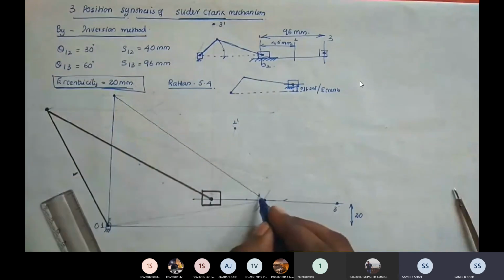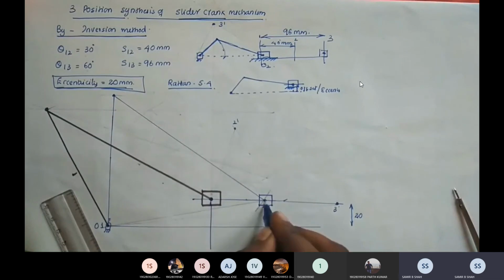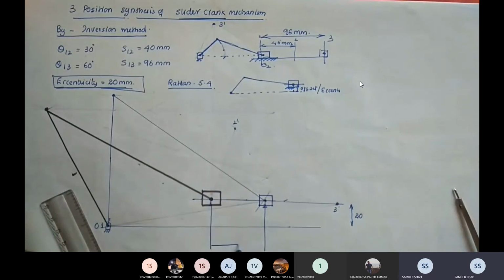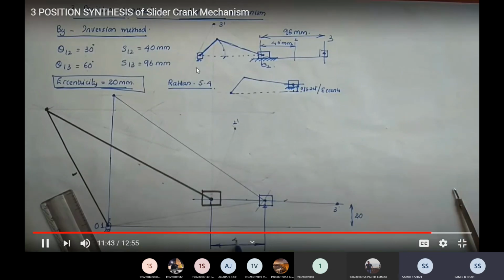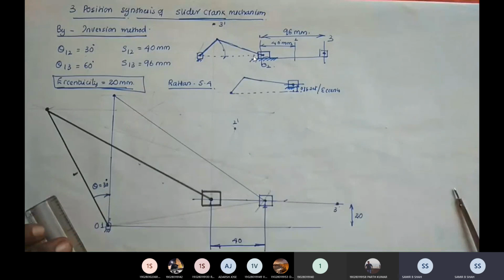Now the slider comes to the second position. That means from the first position to the second position, it should be 40 mm as per the question. So this position moves for theta equal to 30 degrees. This is the required design.